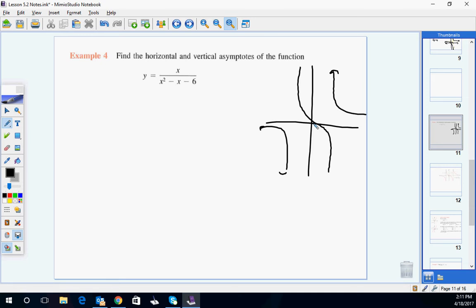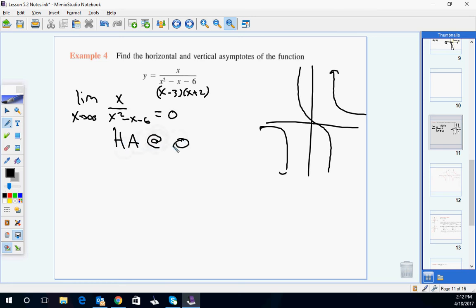So let's do the horizontal asymptote first. So remember, horizontal asymptote, we'll factor this first. X minus 3, x plus 2. It's easier to take the limit here because the bottom is growing faster than the top, right? The bottom's growing faster than the top. So that's going to be 0. Again, it doesn't matter if it's negative, because it should be a really, really small negative. So your horizontal asymptote is at 0, or y equals 0.